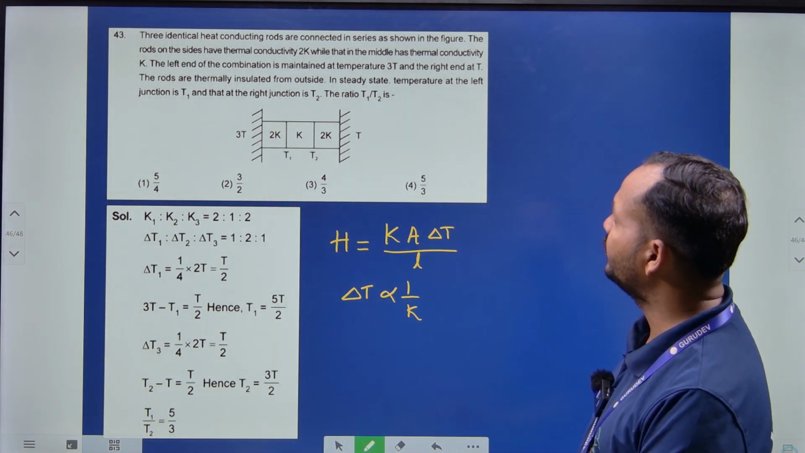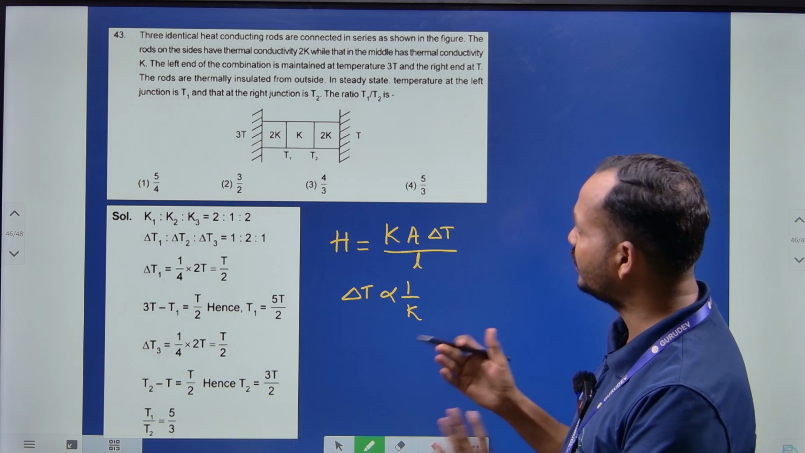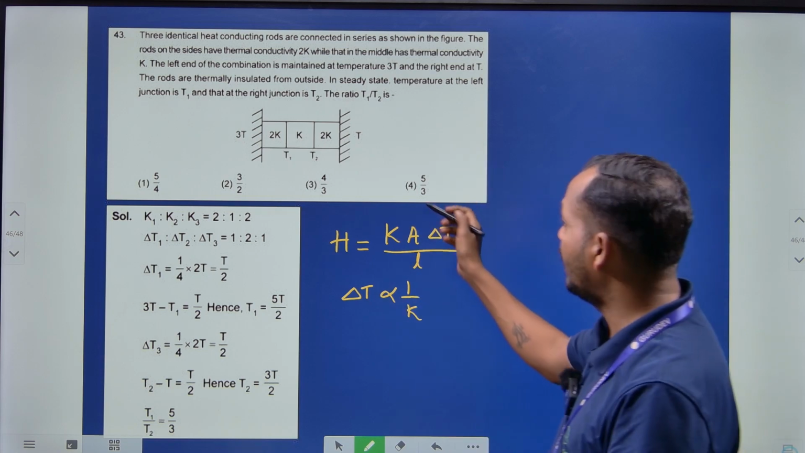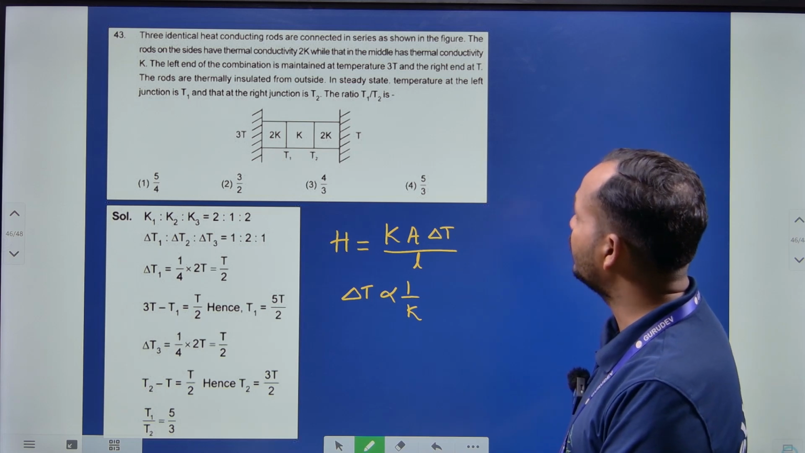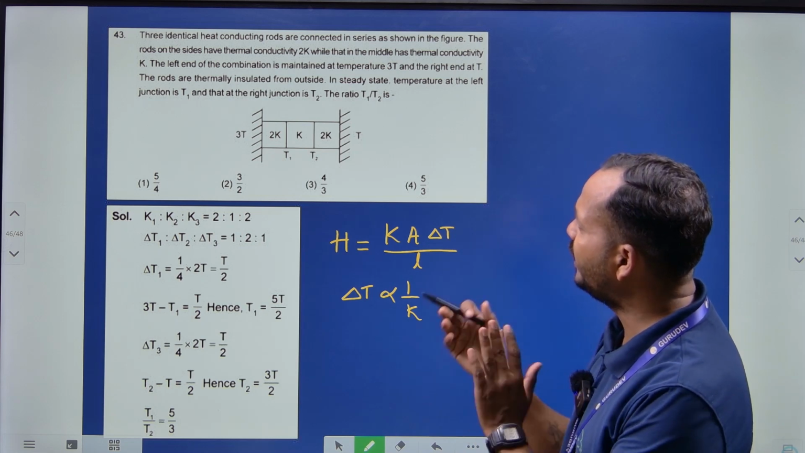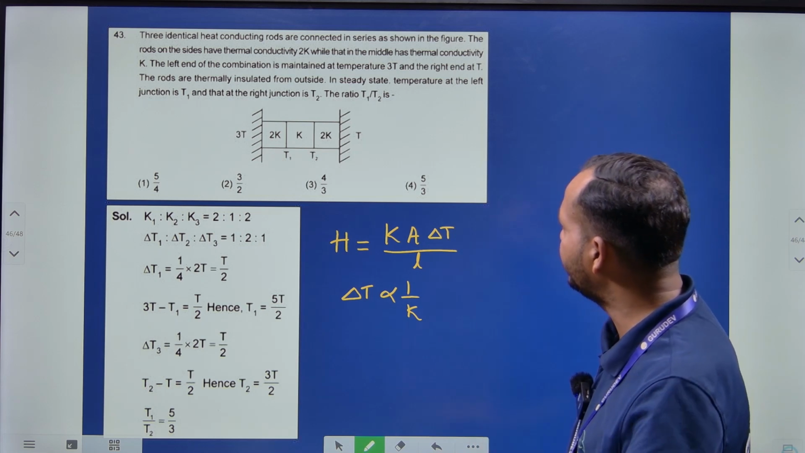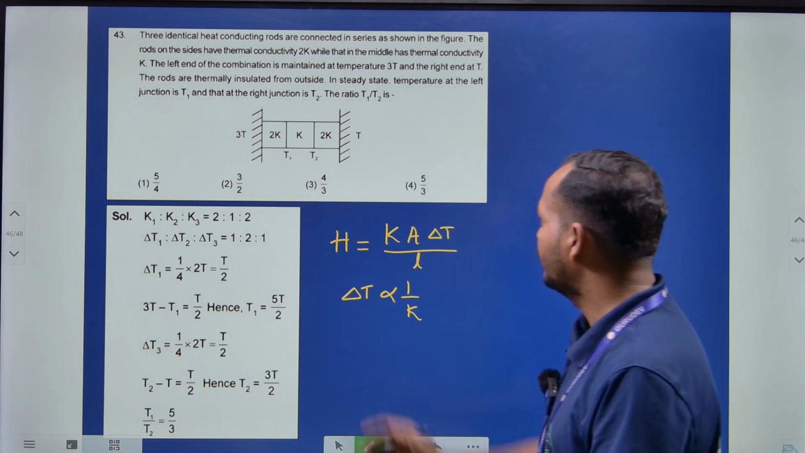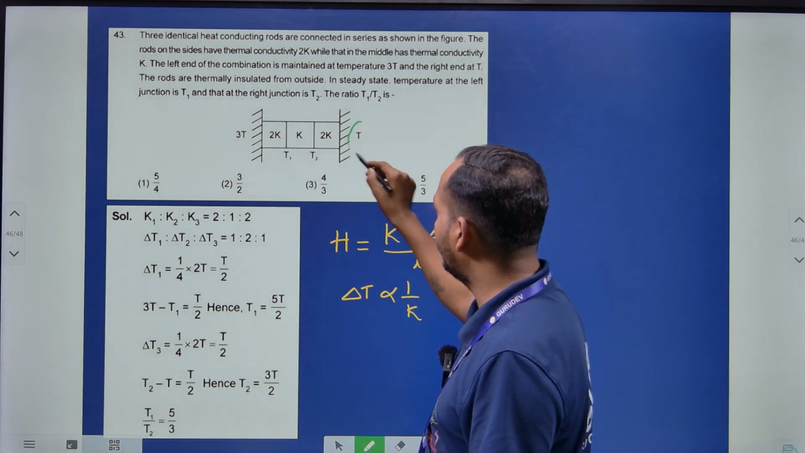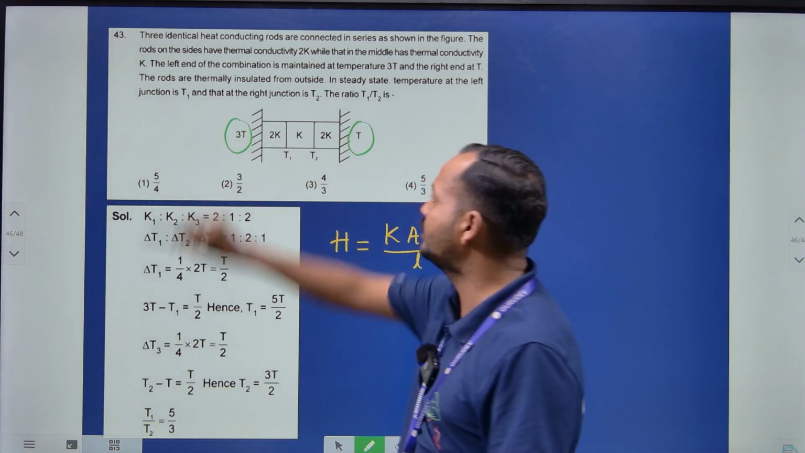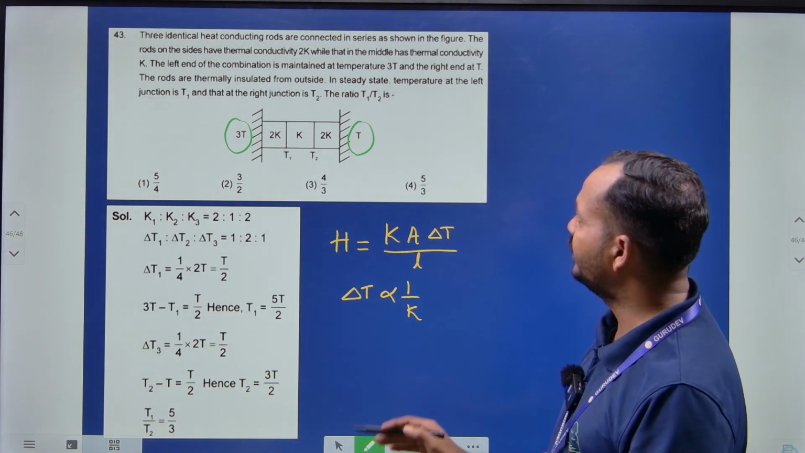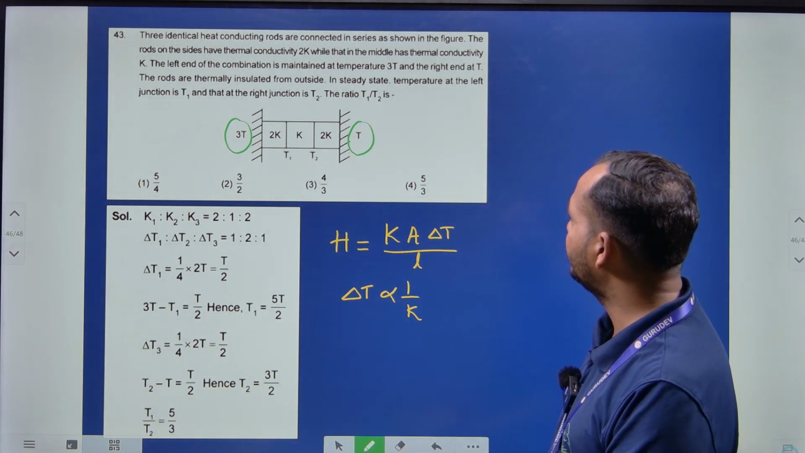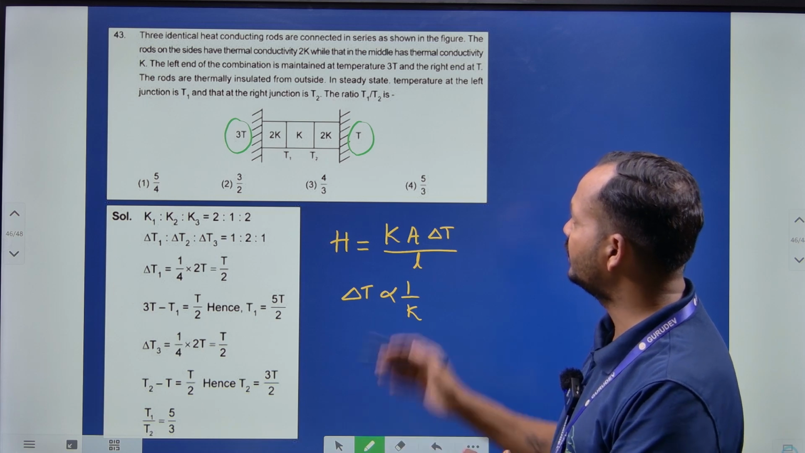The rods on the sides have thermal conductivity 2K, जो यहाँ पे 2K, K और 2K ये thermal conductivity है, in the middle has thermal conductivity K. The left end of the combination is maintained at temperature 3T and right end is at T. यहाँ पे उन्होंने जो मेंटेन किया है वो T है, और यहाँ पे जो मेंटेन किया है वो 3T है। Then the rods are thermally insulated from outside. The steady state temperature at the left junction is T1 and at the right junction is T2.